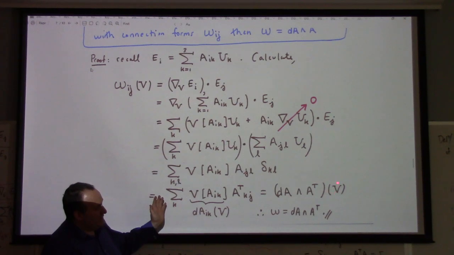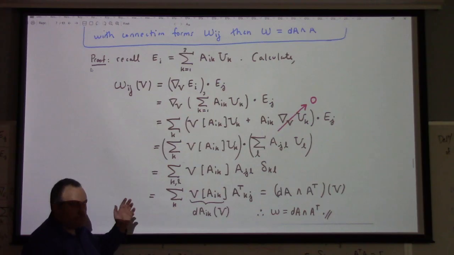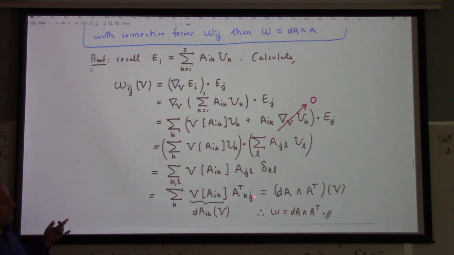Of V, this means it has to mean you let dA act on V. That's the only thing it could reasonably mean. And so since this holds for all V, lo and behold, omega is dA wedge A transpose. So if we have the attitude matrix, we can calculate the connection forms directly by this.